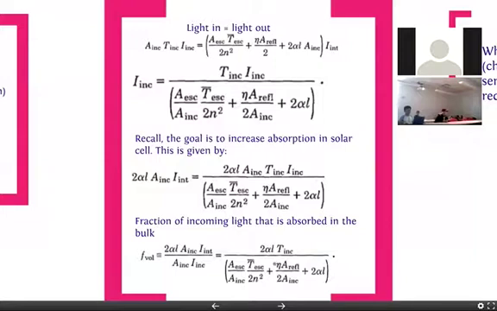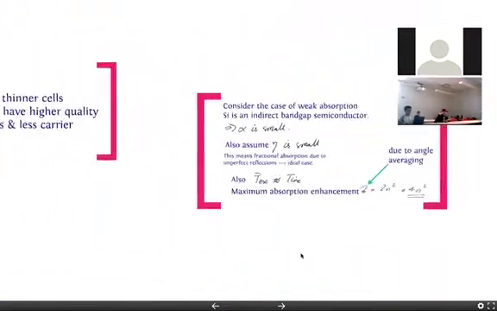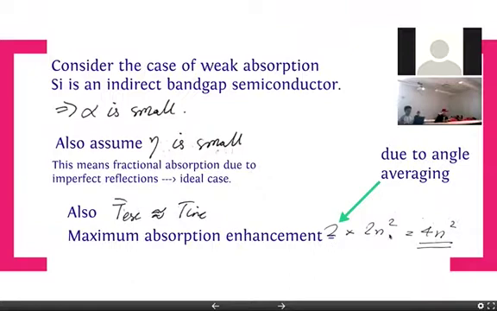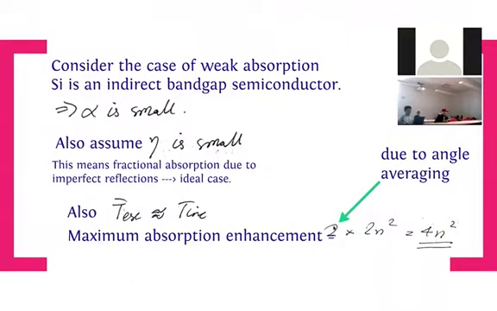You end up with 2 times 2n squared because this 2n squared goes to the top. So it becomes 2n squared plus 1. Anyway, you can work it out. The key things we did, just remember, is alpha is very small, T bar and T are the same, the A's are the same so they cancel out, and eta is very small, so this whole thing cancels out. You will see that the maximum value is 4n squared, and the extra 2 here is due to the averaging over all the angles.